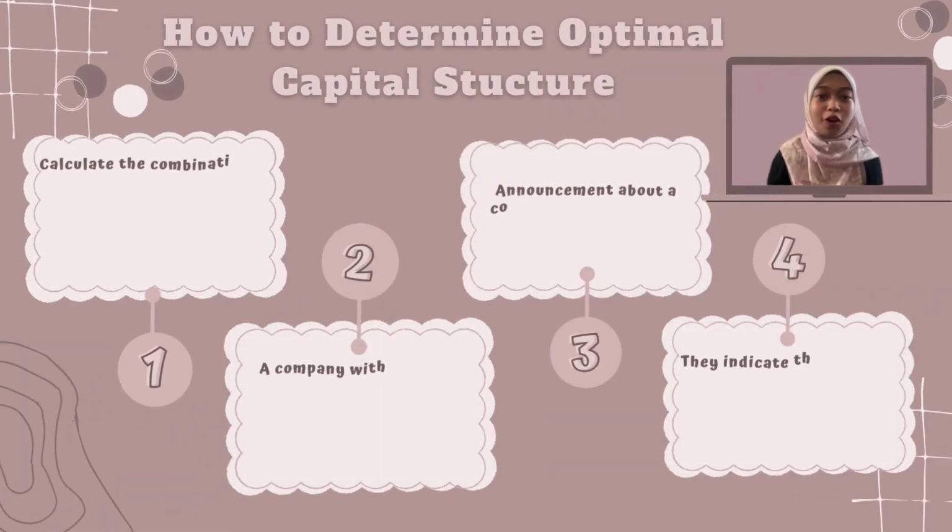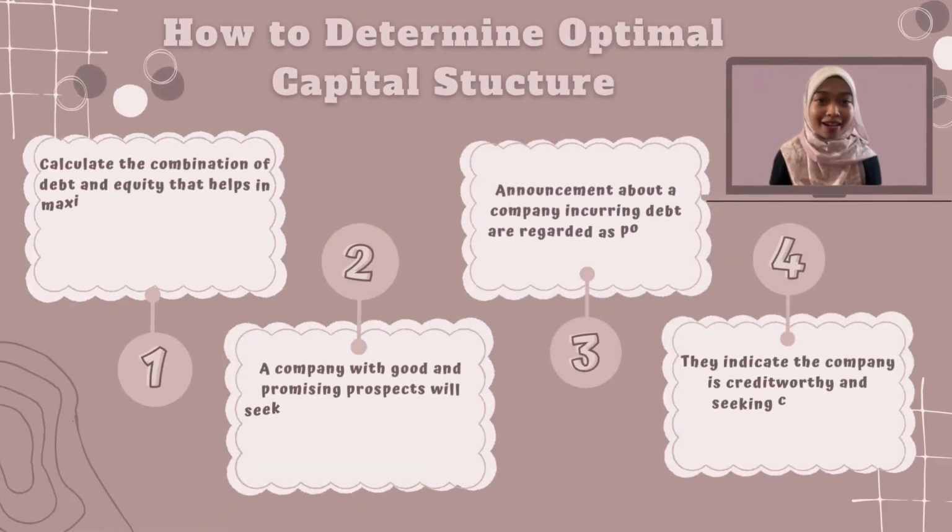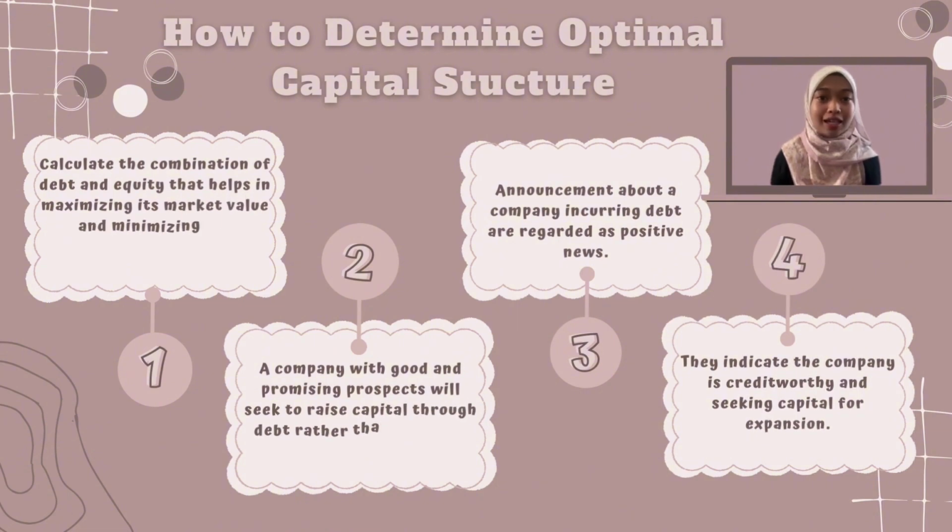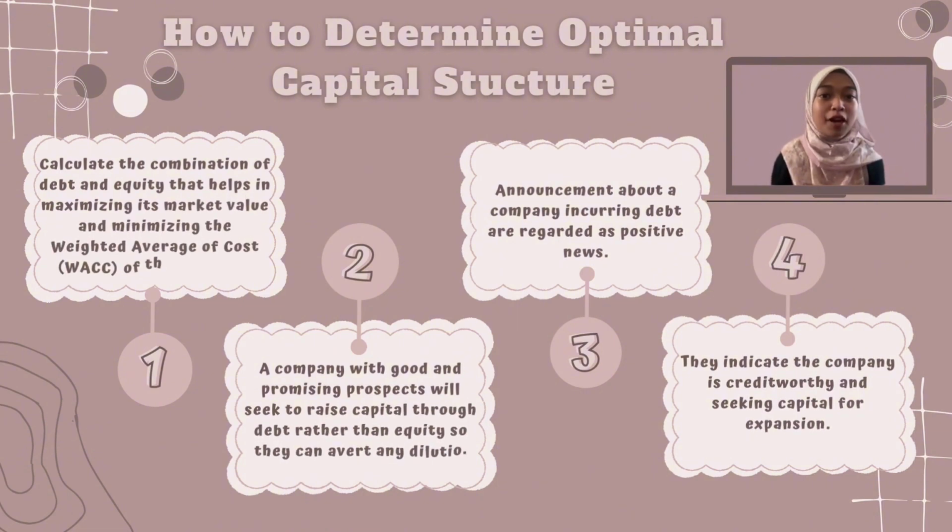The primary goal of the corporate finance department is to find and determine the optimal capital structure that leads to maximizing the value of the company's asset or wealth and minimizing the weighted average cost of capital. The optimal capital structure can be estimated by calculating the combination of debt and equity that helps in maximizing its market value and minimizing the weighted average cost of the company. Since determining the optimal capital structure is quite challenging and difficult, managers usually would continue operating and running the company within a range of values.